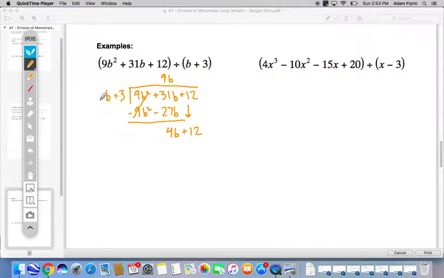So 4b divided by b is a positive 4. b times 4 is 4b. And 3 times 4 is 12. I have to subtract, so I'll switch my signs. 4b minus 4b cancels, and 12 minus 12 cancels. So I get 0. So my remainder is 0. So my answer is 9b plus 4.